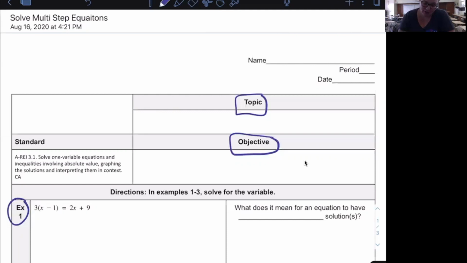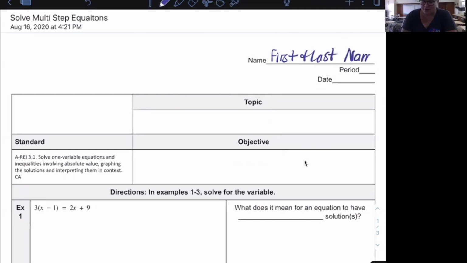At the very top of your notes, you also need to make sure that you have your first and last name. At the top right-hand corner of your notes, you're going to put the period. So I'm going to put 0 period just for fun. And you also need to put the date. So today's either the 19th or the 20th, depending on which period you're in.